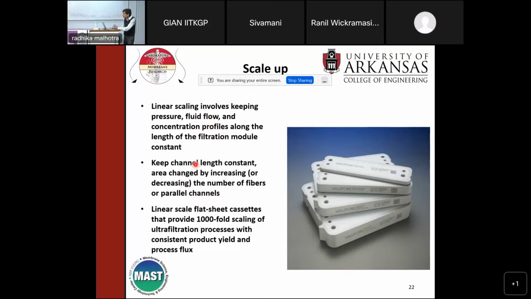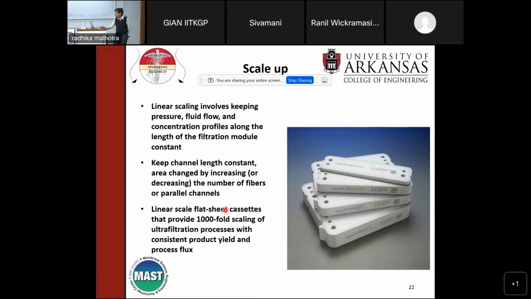Linear scaling involves keeping, as I said here, the fluid flow concentration profile along the length of the filtration module constant. Keeping channel length constant, the area is changed by increasing the number of these devices. Why is the channel length constant? Because I told you, longer channels give you lower mass transfer overall. So then it won't be the same performance, right?